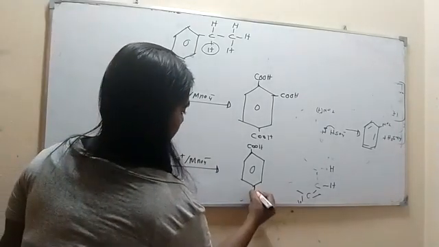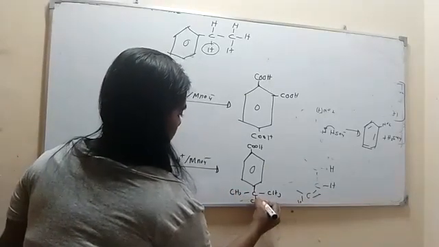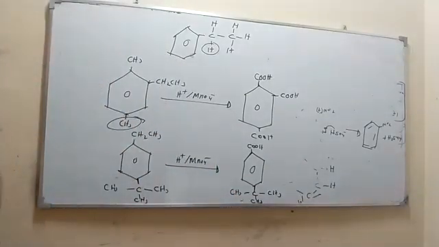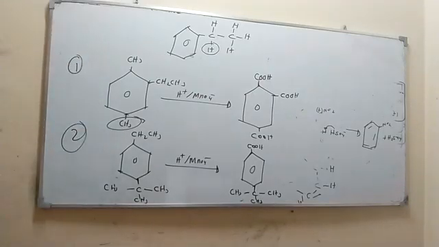Therefore, you have to write it here, C, CH3, CH3, CH3. It will remain as it is. Okay? So these are the two types of questions they can ask in this reaction. This is a tricky question.